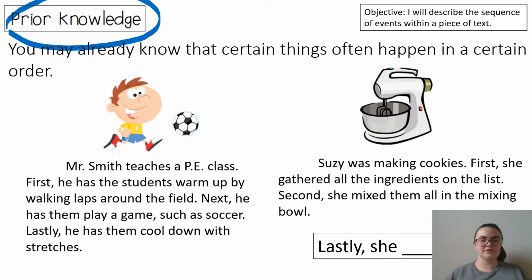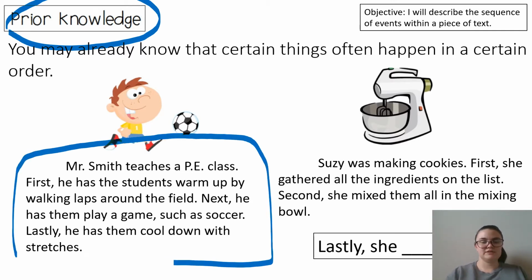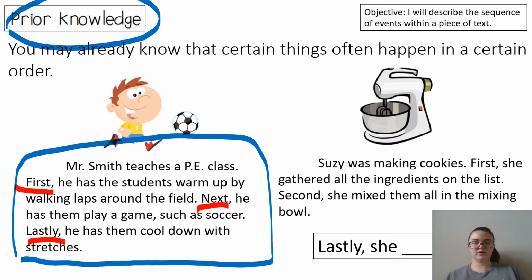Here are some examples. Mr. Smith teaches a PE class. First, he has his students warm up by walking laps around the field. Next, he has them play a game, such as soccer. Lastly, he has them cool down with stretches. They use transition words such as first, next, and lastly to help you understand the order.